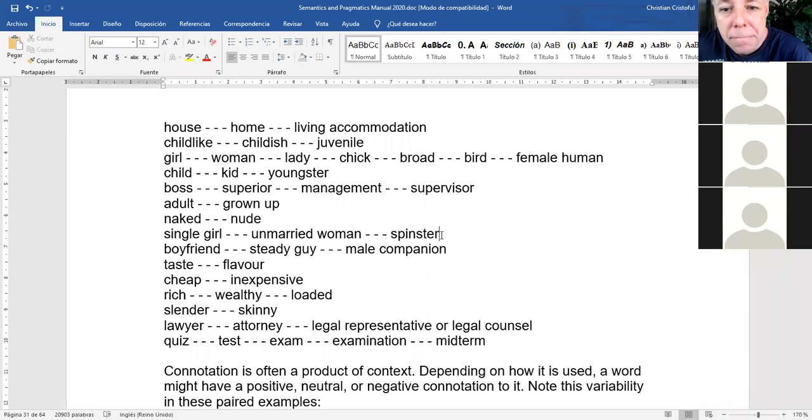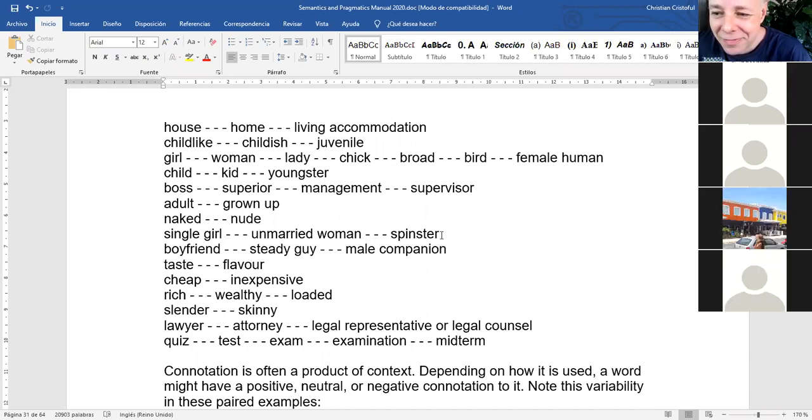What does it mean? It means solterona. Okay. Horrible word. Yes. What I wanted to ask is if these words can be considered as synonyms.